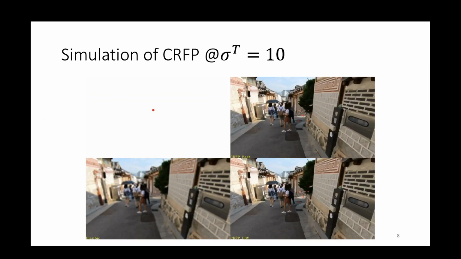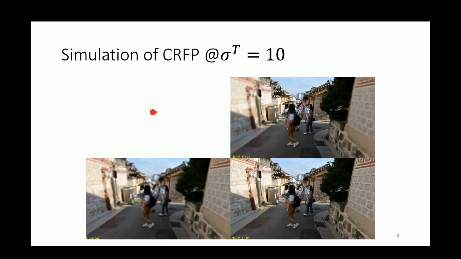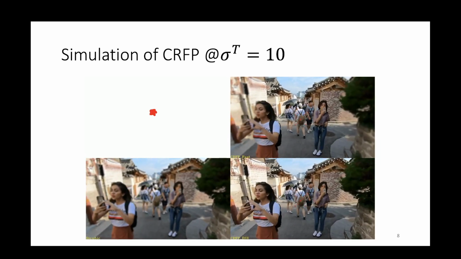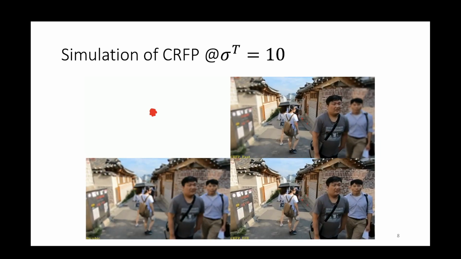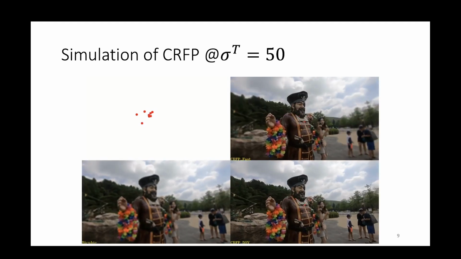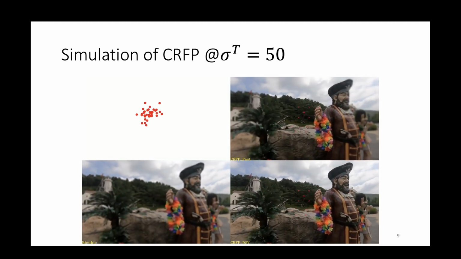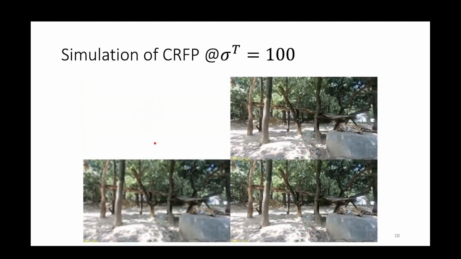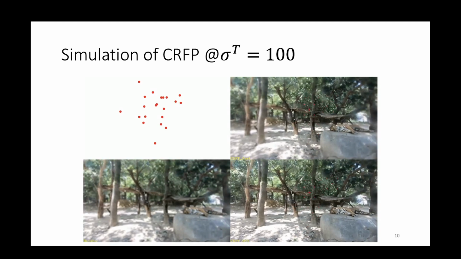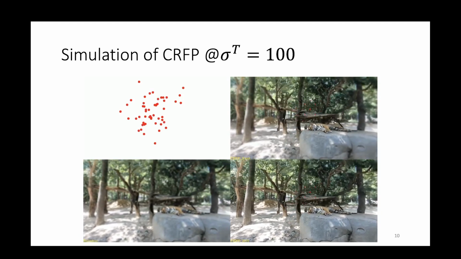Lastly, we would like to show a demo. The simulation is a CRFP under additive Gaussian noise with different standard deviations, where sigma equals 10 in this video, and sigma equals 50 in this video, where the noise is higher. And next, we can see that when sigma equals 100, the passing motion is well captured as well.